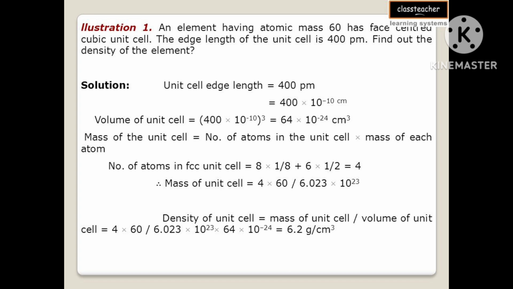2.39 into 10 to the power minus 23 cubic centimeter. Now you are knowing the volume of the unit cell. After this, you want to know the volume of 208 gram of the element.